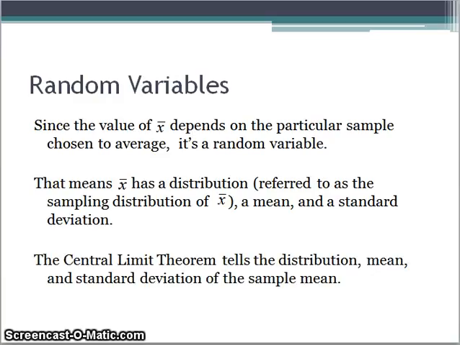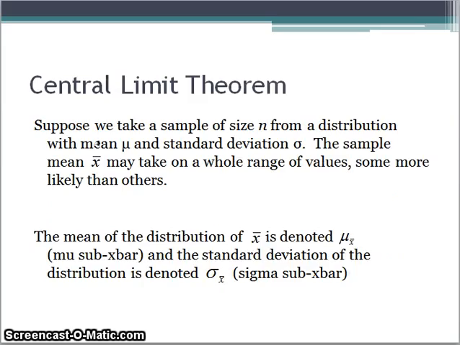And the central limit theorem is what tells us the distribution, the mean, and the standard deviation of the sample mean. So if we were to take a sample of size n from a distribution, any distribution, that has a mean mu and a standard deviation of sigma, keep in mind the sample mean could take on a whole range of values. Some would be more likely than others. The mean of that distribution of x bars, instead of calling it mu, we call it mu sub x bar, just to differentiate it from mu. And the standard deviation of x bar is sigma sub x bar.